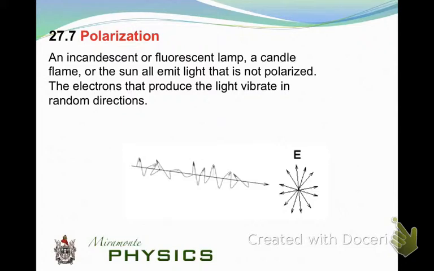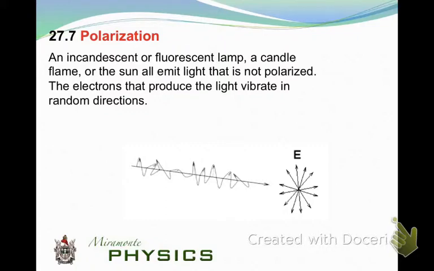Incandescent bulbs, like this, like many of the light bulbs in your home, okay? Incandescent bulbs, fluorescent bulbs, like these, a candle, a flame, the sun, they all emit light that is unpolarized. In other words, the waves that come out from any of those light sources have waves that are traveling in all directions, this way and this way and this way and that way.